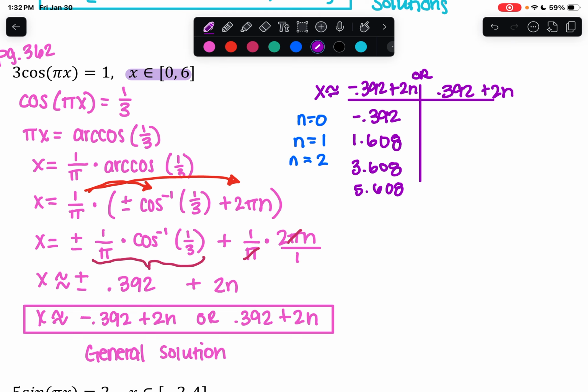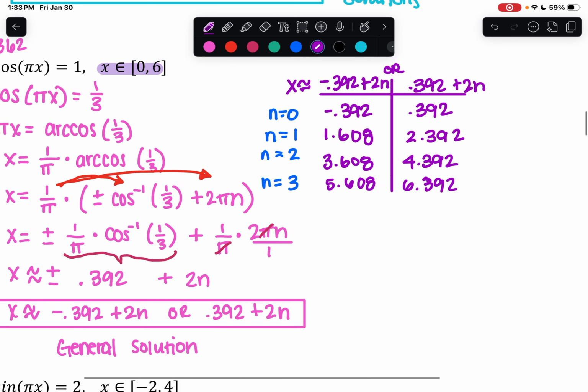On the right-hand side, we would have 0.392, 2.392, 4.392, and sorry, this is n equals 3, and then 6.392. And from this table, we're just going to pick out the values that fall in between 0 through 6.